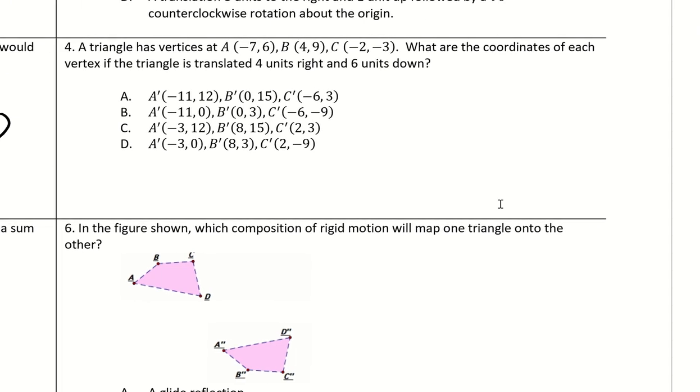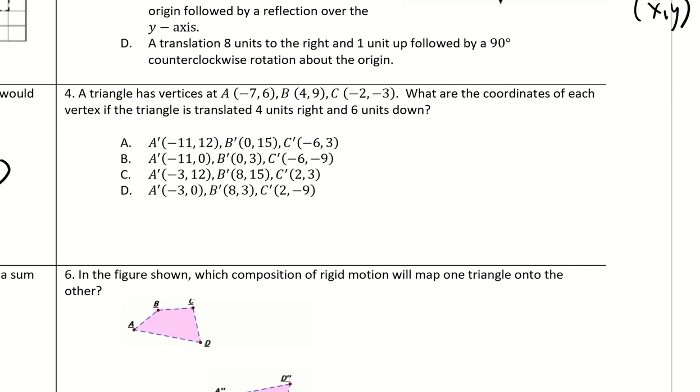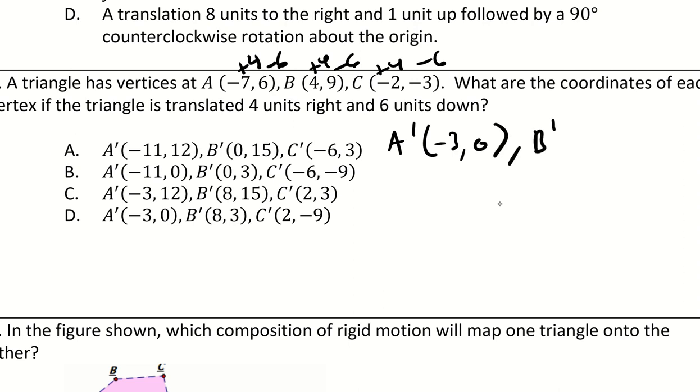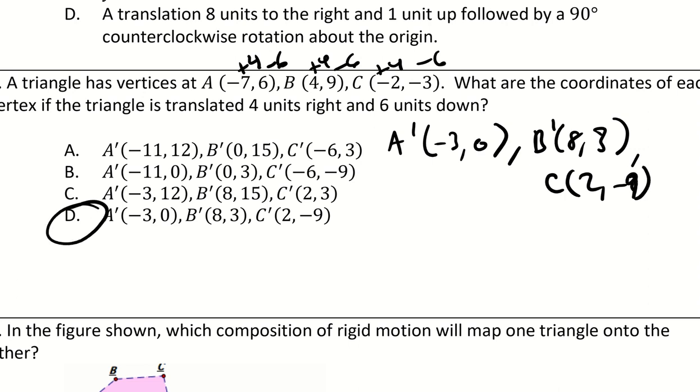Number 4, what are the coordinates of each vertex if the triangle is translated 4 to the right and 6 down? So all you have to do is add 4 here and subtract 6. And that would take it 6 down and 4 to the right. 4 to the right, 6 down, and so on and so forth. So if I did that, my A prime is going to be negative 7 plus 4 is negative 3. 6 minus 6 is 0. 4 plus 4 is 8. 9 minus 6 is 3. C is negative 2 plus 4 is 2. Negative 6 minus 3 is negative 9. The answer is D.